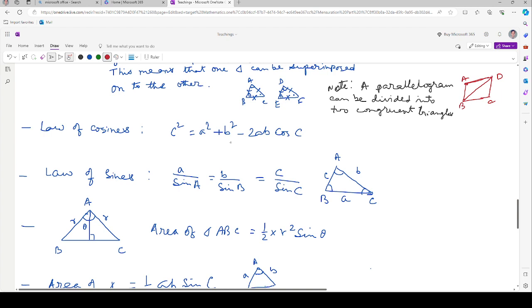Law of cosines: c square equals a square plus b square minus 2ab cos C. That is, if a triangle ABC has three sides of length a, b and c, then for this triangle, c square, that is the side AB square, will be equal to a square, that is side BC square, plus b square, that is side AC square, minus 2 into these two sides into cos of this angle C.